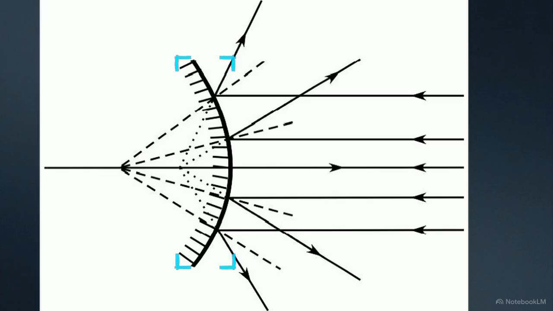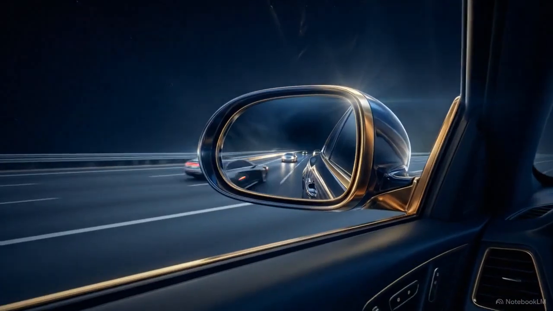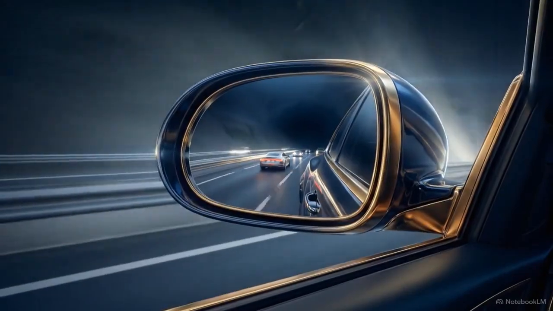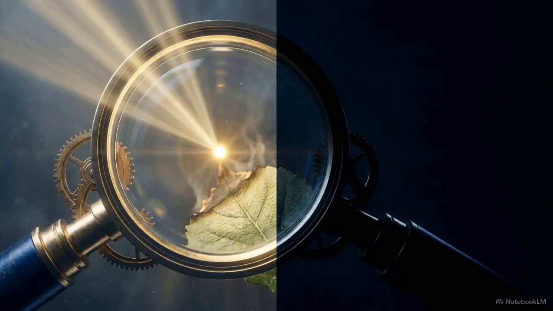This diagram shows a convex mirror. Here, incoming parallel rays hit the outward bulge and immediately scatter. If you trace those reflected rays backward, they all appear to originate from a focal point hidden deep behind the glass. This scattering is exactly how a convex mirror captures a massive, wide-angle view of the world and compresses it into a tiny reflection.